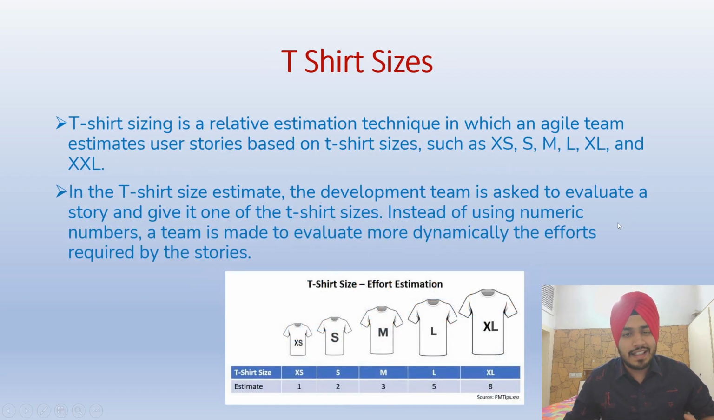So let's discuss the next technique, that is the t-shirt sizes. In this technique, we estimate the user stories based on t-shirt sizes such as XS, extra small, small, medium, large, XL, and XXL, that is extra large. In this t-shirt size estimate, the development team is asked to evaluate a story and give it one of the t-shirt sizes, based on the complexity of the user story.